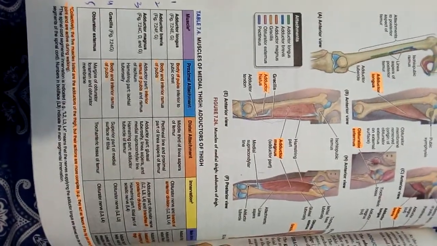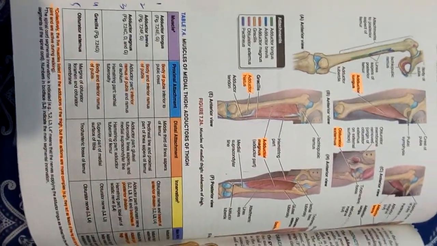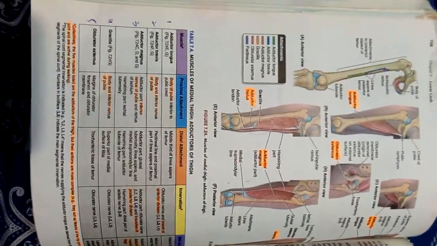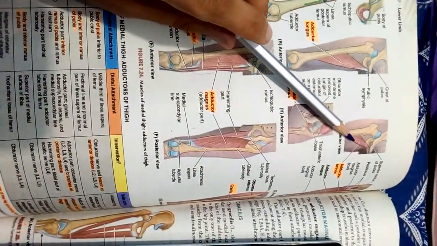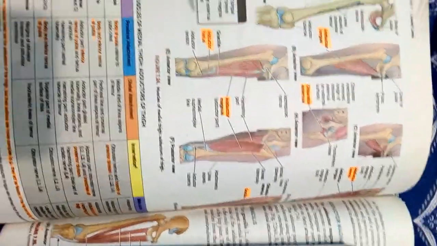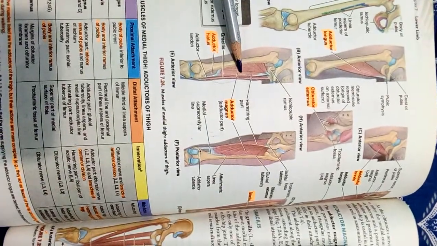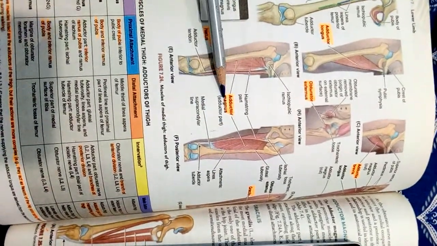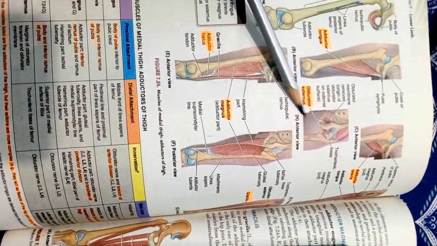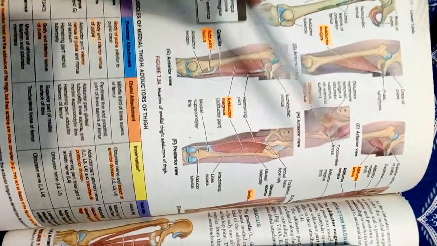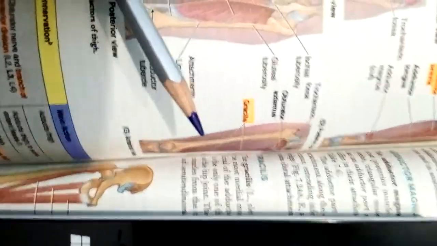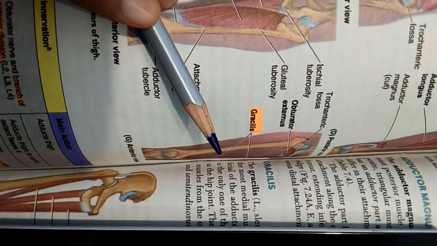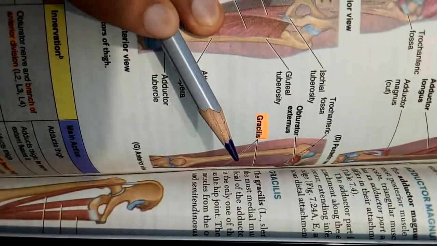Okay. Now we will first come to this adductor longus. This one is the long muscle. Here is the adductor brevis, a short muscle. Here is an anterior and a posterior view of adductor magnus. This one is obturator externus, and here is gracilis, a very thin muscle, almost most medially.